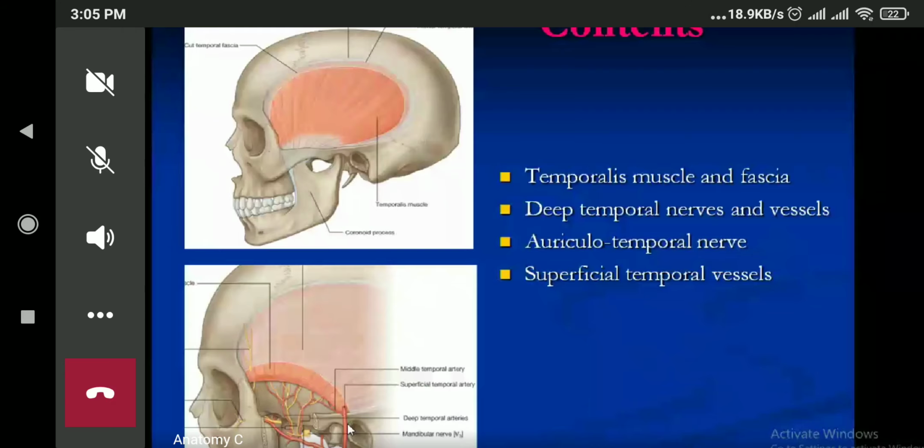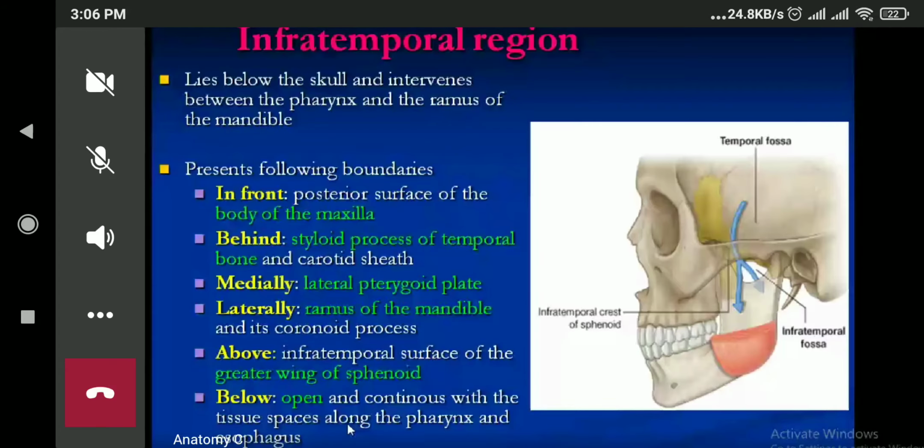Now we'll move on to the infratemporal region, and we have already learned the boundary of the infratemporal region. The infratemporal region is present below the skull, just below the temporal fossa, in between the ramus of the mandible and the pharynx. So we have this space over here that is known as the infratemporal fossa or region.